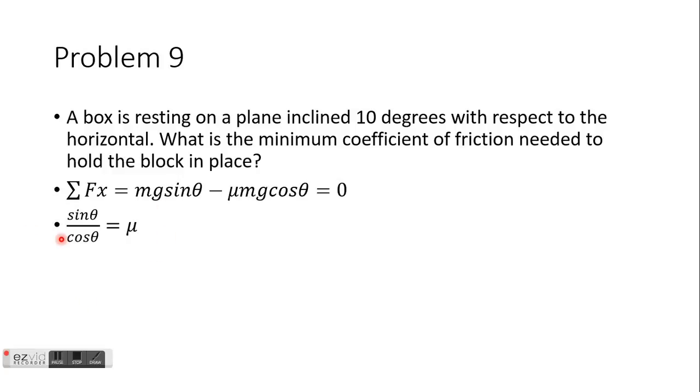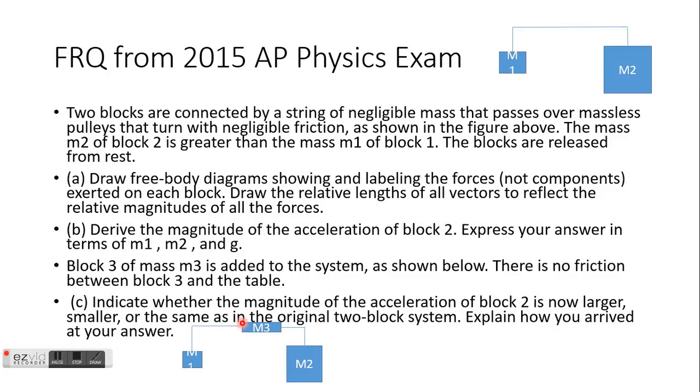So it's just sine over cosine, so the sine of 10 degrees over the cosine of 10 degrees is approximately 0.176. This is a unitless quantity. Mu is unitless. There are no units associated with it, because the normal force is already in newtons. So you can't multiply it by any units, otherwise you wouldn't end up with newtons. Just a little thing to remember, mu doesn't have units.